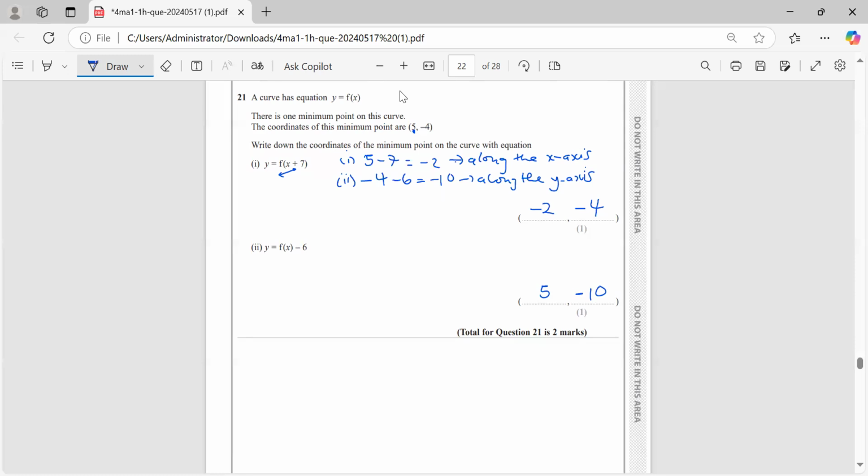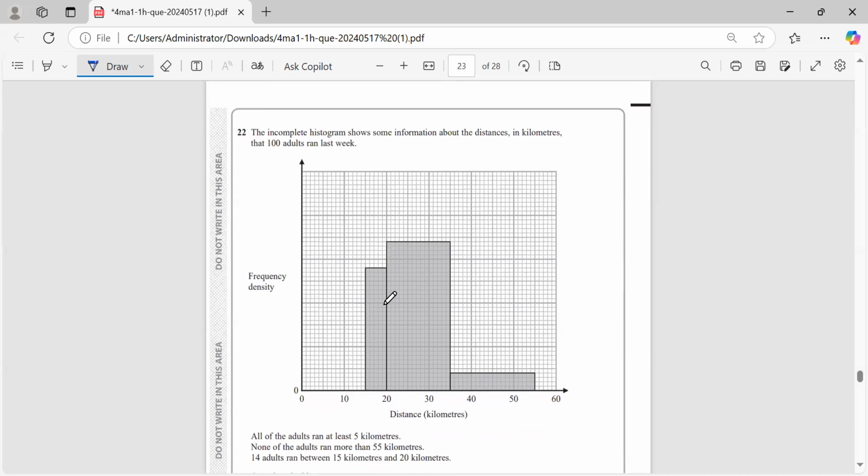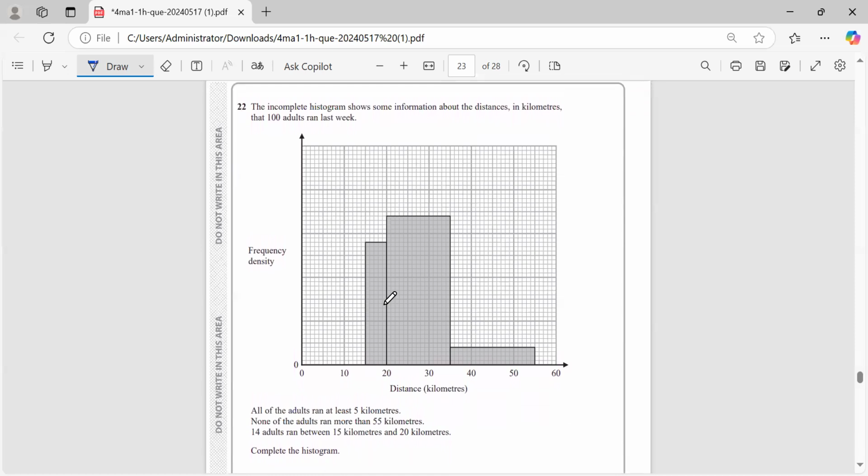Let's see if we have any more questions here. All right, so we move on to question number 22. Okay, question number 22. The incomplete histogram shows some information about the distances in kilometers that 100 adults ran last week. All right. And then they said all of the adults ran at least 5 kilometers.